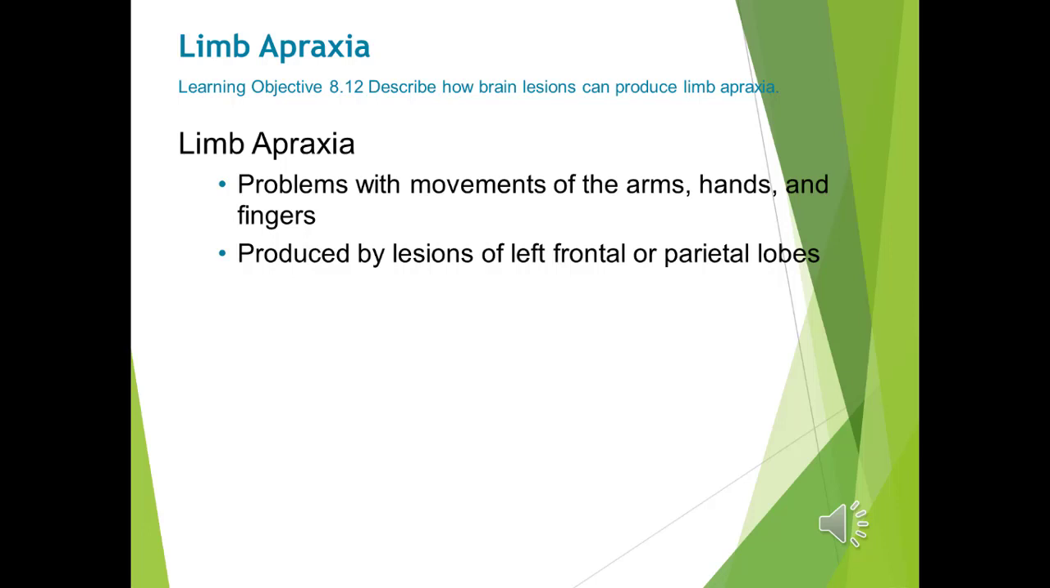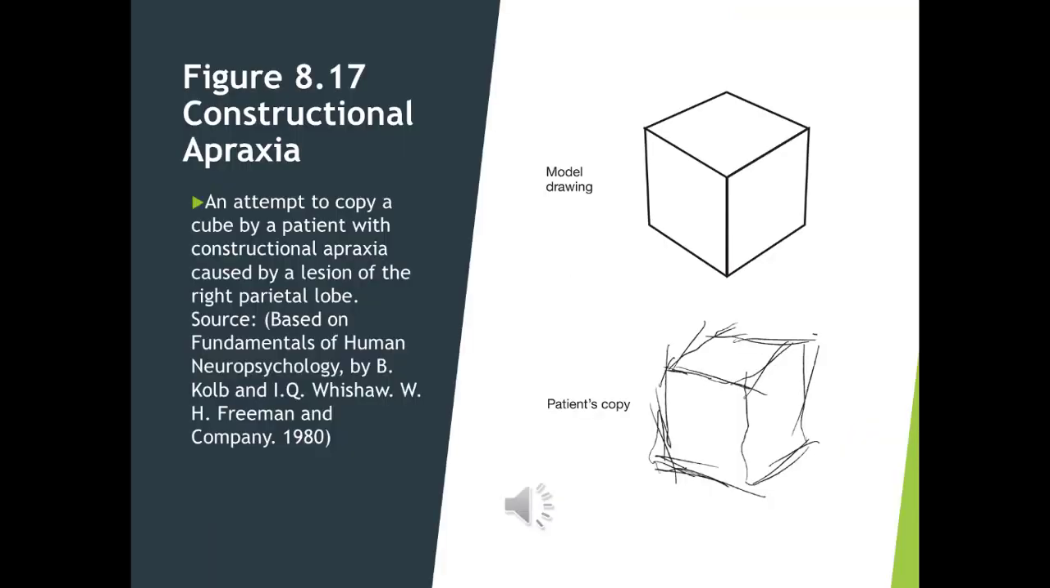It's produced by lesions of the left frontal or parietal lobes. By contrast to limb apraxia, constructional apraxia involves deficits in the ability to perceive and imagine geometric relationships between parts of things. The results are, as you can see illustrated here, trouble drawing pictures or constructing models or structures. This can be caused by lesions of the right hemisphere, especially the right parietal lobe.